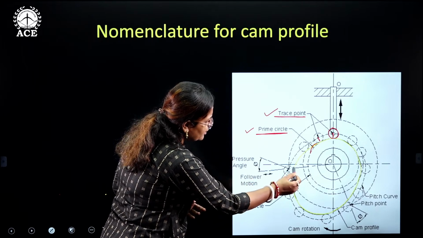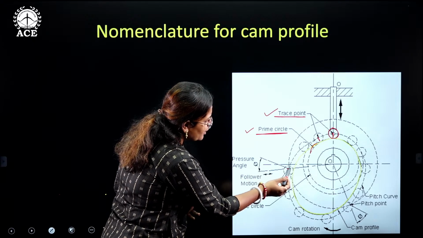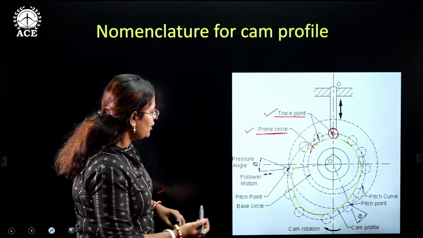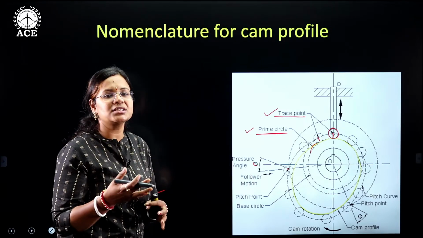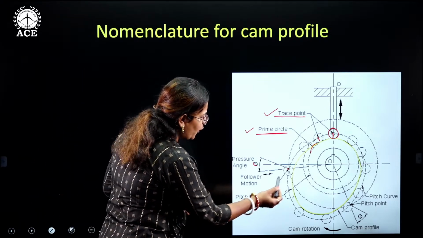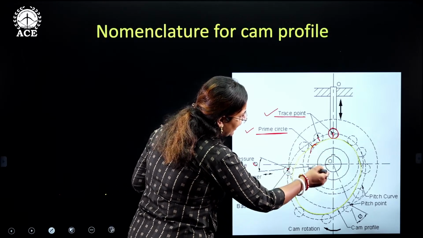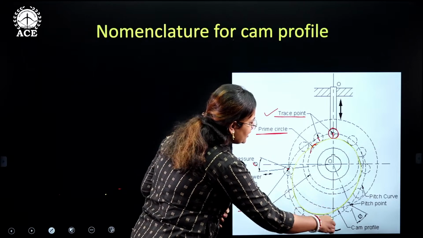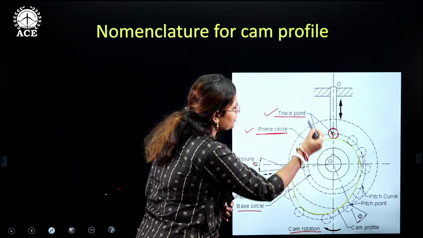See this one: the normal that is drawn over here, and the angle from the center of this roller follower. This is the phi angle, which is the pressure angle. The follower motion is given as a reciprocating motion. We are always majorly considering that the follower only follows a reciprocating motion here. Next, the pitch point is this point. Again, the base circle is the circle that is tangential to the cam profile. And the cam rotation is clockwise, like this.